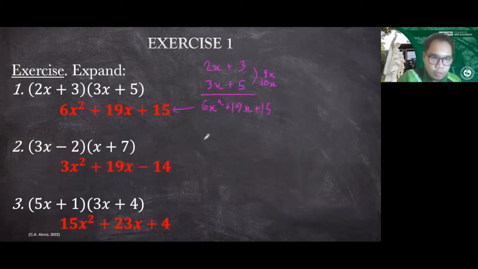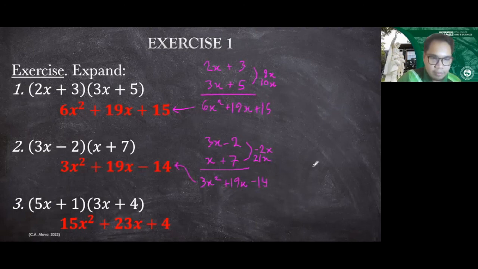For number 2, we have 3x minus 2 times x plus 7. So we multiply vertically first, 3x squared. Crosswise, 3x times 7 is 21x. Add that to the product of negative 2 times x, and that's going to give us negative 2x. So get the sum, that's going to give us positive 19x. Now vertical again, negative 2 times 7 is going to give us negative 14. That's our answer for number 2.